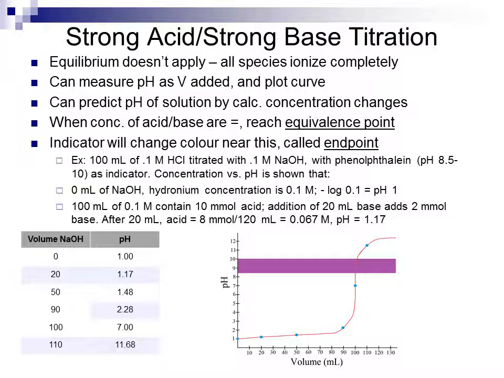We see that the indicator has only an effective range from 8.5 to 10. However, because the slope of the curve is almost straight up at that point, the amount of change in volume that occurs going from a pH of, say, 8 to a pH of 10 is very, very small, which means that the error in our equivalence point versus our endpoint is also very small.